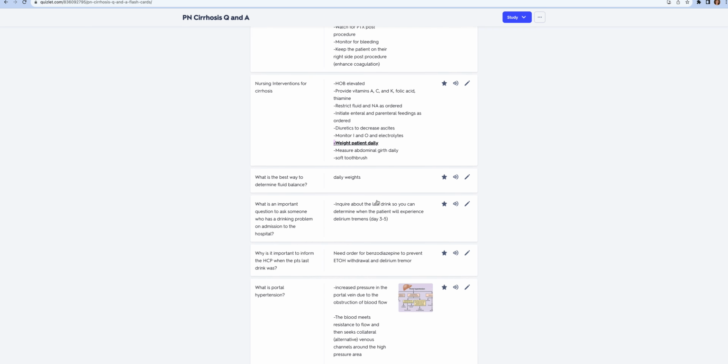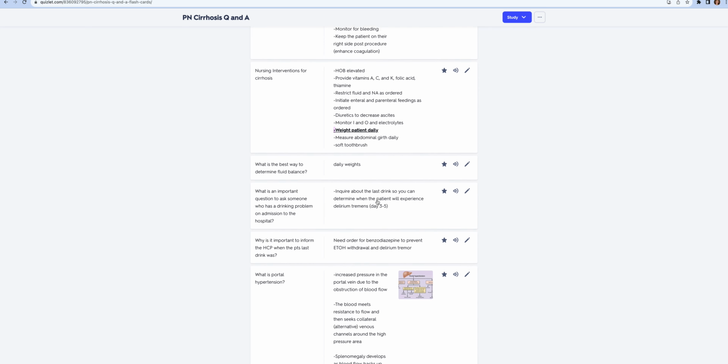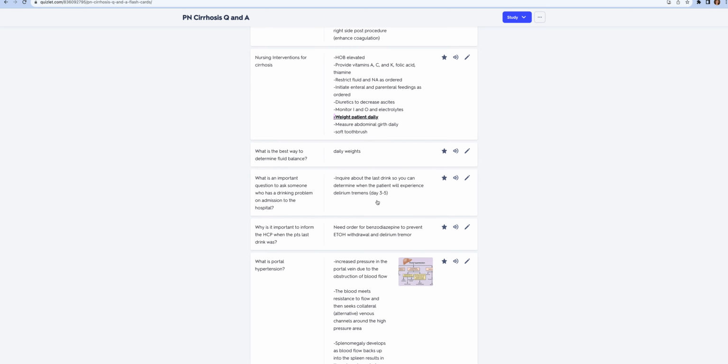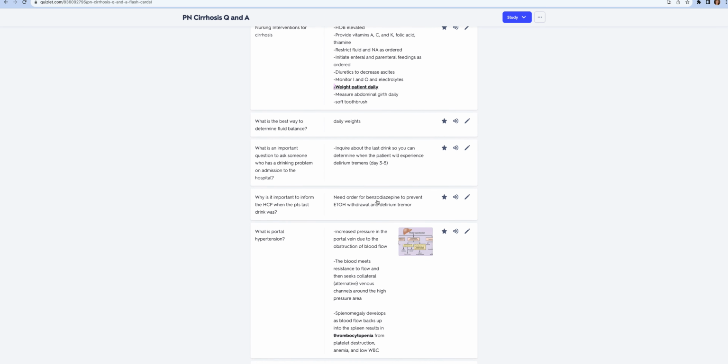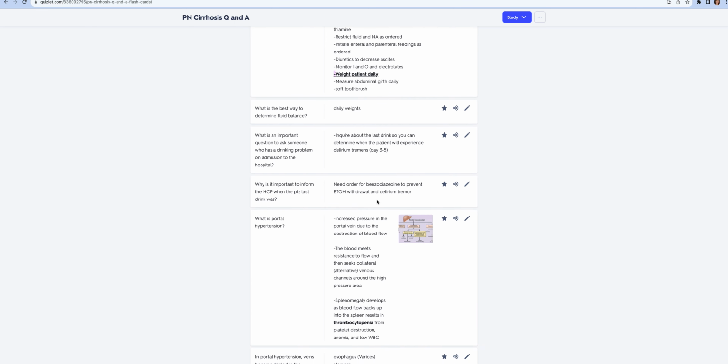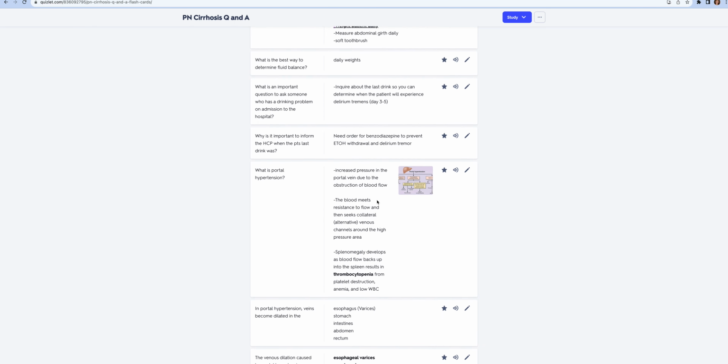Okay. The best way to determine fluid balance is daily weights. You always want to ask somebody with a drinking problem when their last drink is because you don't want them to go into the DTs. You need to get them on the prophylaxis right away.